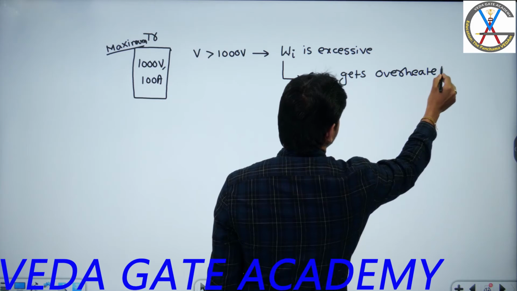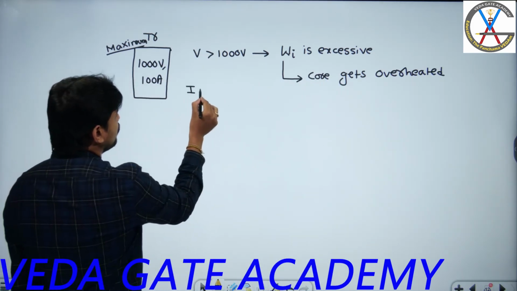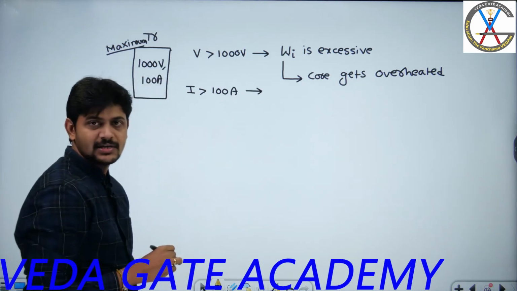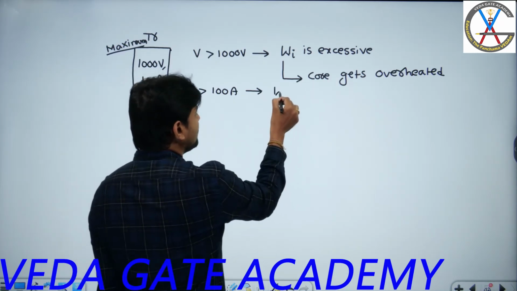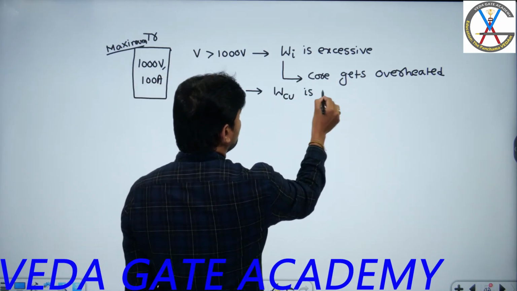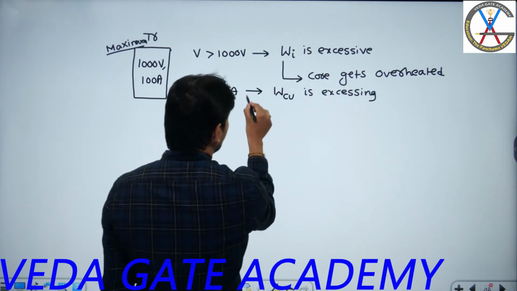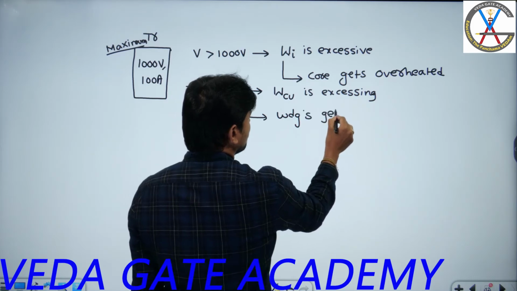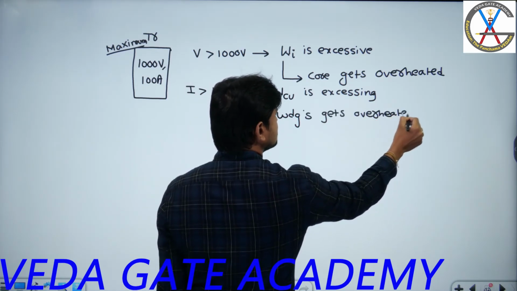So this is the first point. The next point is, suppose I apply a current which is more than 100 amperes. In that case, which losses become excessive? My copper losses become excessive. As copper losses are excessive, what is going to be overheated? The windings get overheated. So this is the meaning of the maximum capacity. Are you following?